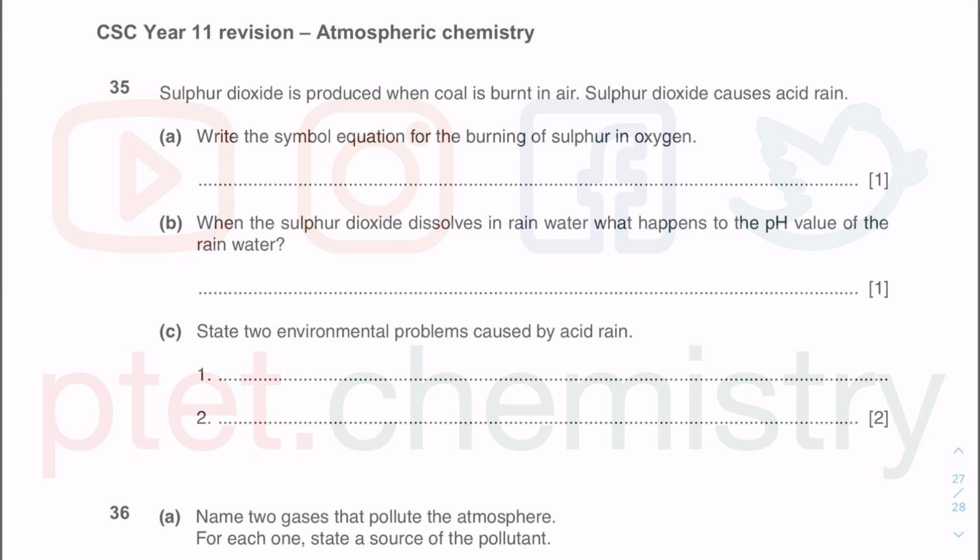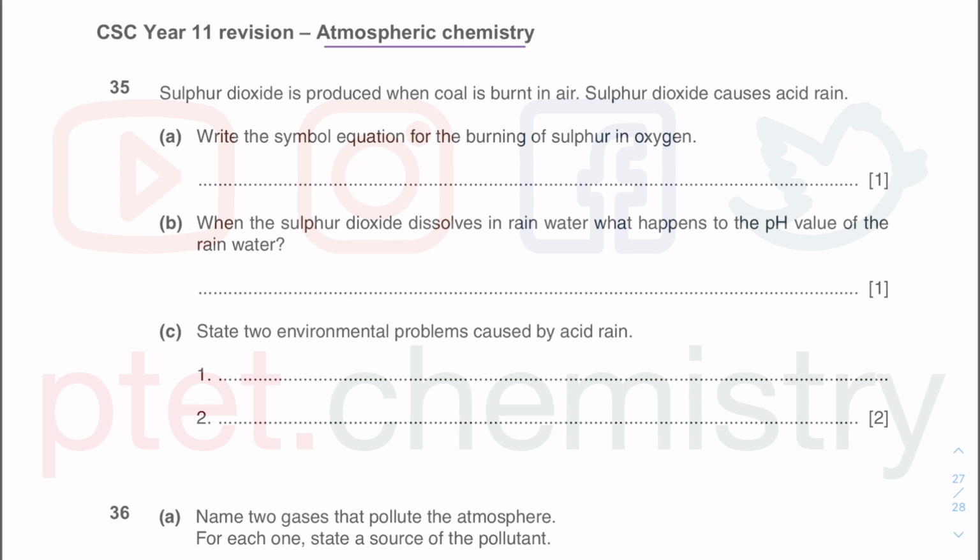So in this last lecture tutorial, in fact it's a revision tutorial for the year 11 combined science chemistry, we'll be talking about atmospheric chemistry that links in well with the idea of inorganic chemistry as well as chemistry of the periodic table. So let's get started.